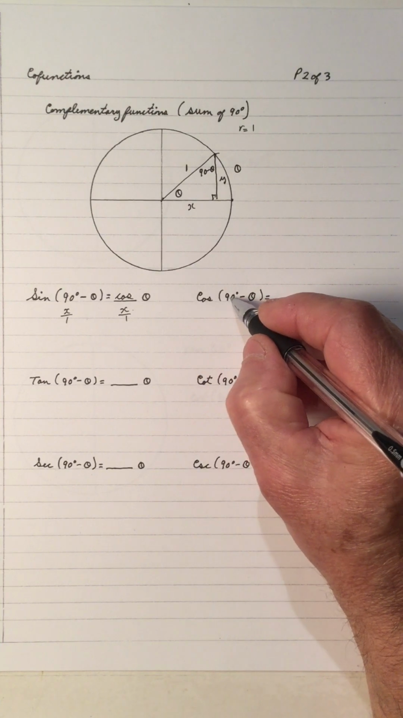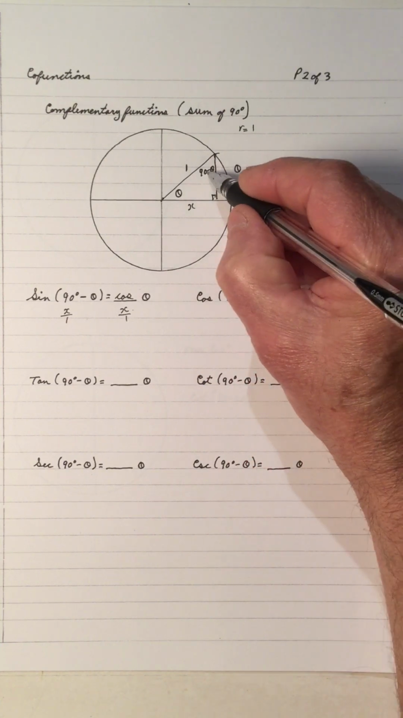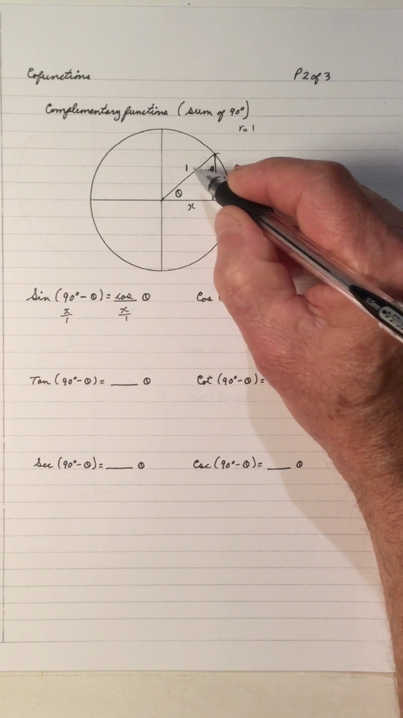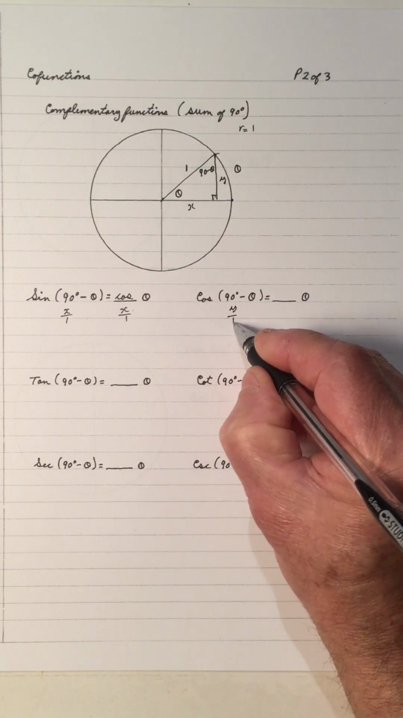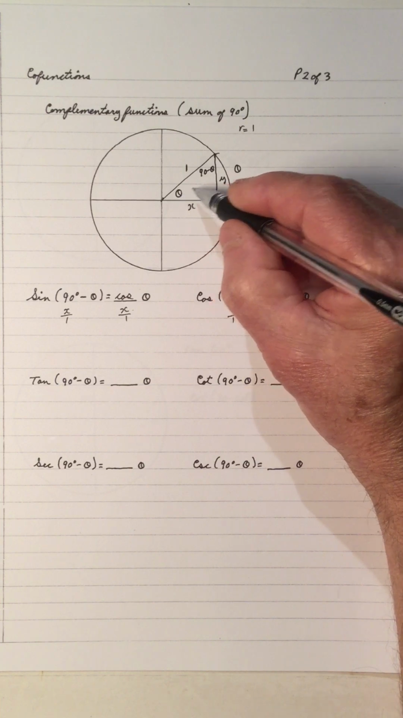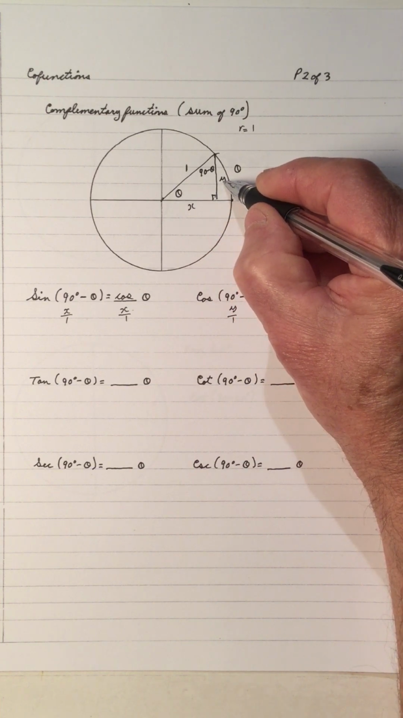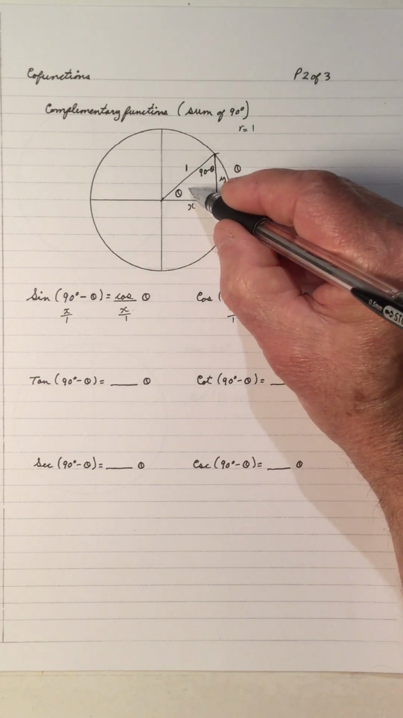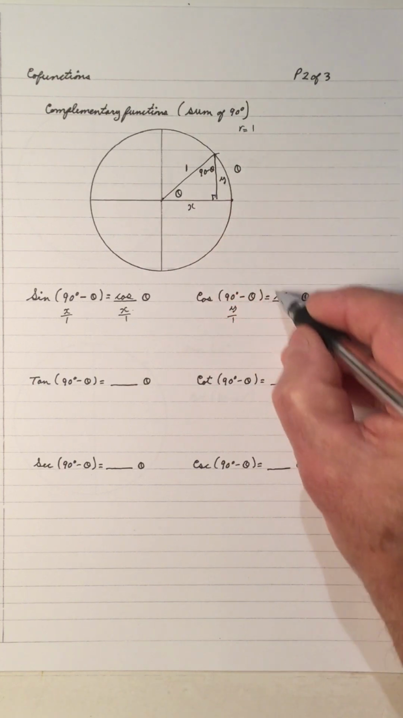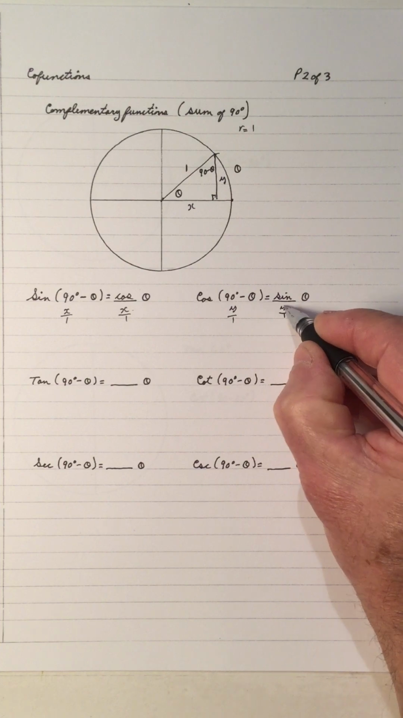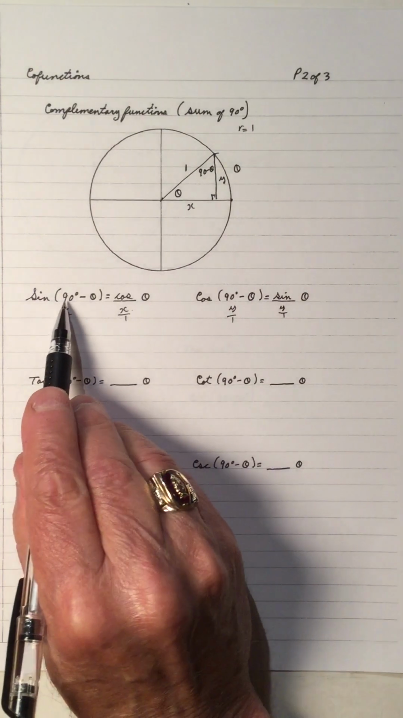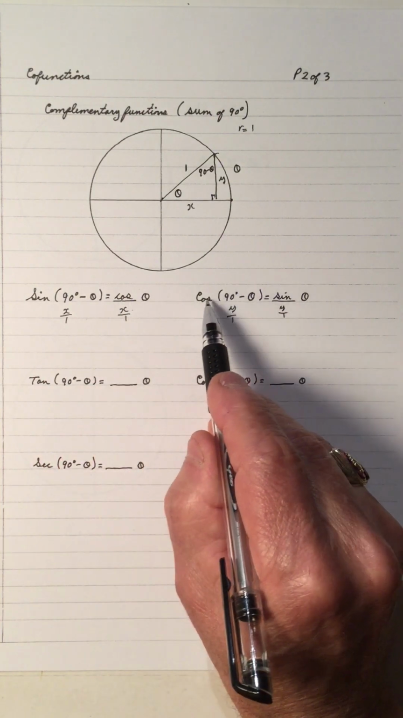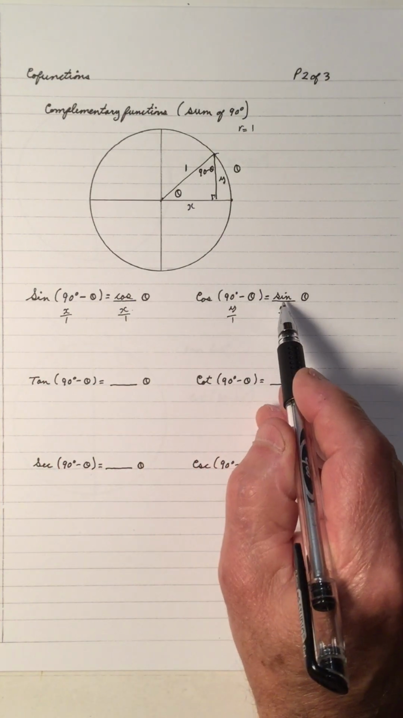And what about the cos of 90 minus theta? So here's 90 minus theta. The cos is the adjacent over the hypotenuse. So that's y over 1. So in relation to theta, that y is opposite over hypotenuse. So this must be the sine. The sine of theta is the y over the 1. So again, for 90 minus theta, sine is cos, and the cos of 90 minus theta is the sine.